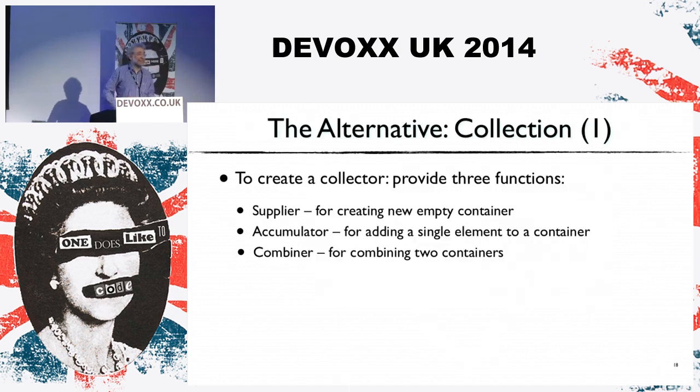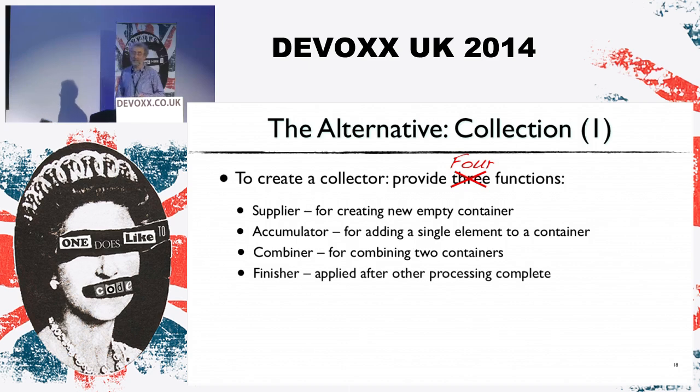The alternative is the collectors API. Collection is against reduction. To create a collector, you've got to provide three functions. One function is the supplier, which is the new empty container. Another is the accumulator, which allows you to add a single element to the container. And the third is the combiner, for combining two containers. And actually, I lied to you. There are four functions. I put that in because I want to be complete, but we won't talk about finishers today because we don't really have time.